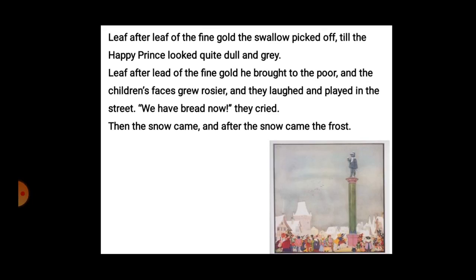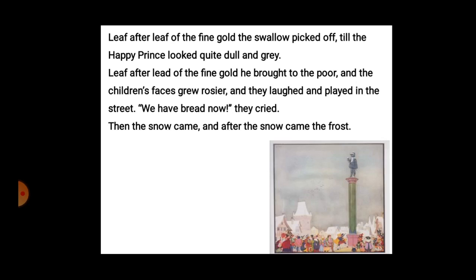Leaf after leaf of the fine gold the swallow picked off till the happy prince looked quite dull and grey. Now all the leaves had been given to poor people, so they can manage their living, they can get some money, and can survive. So the prince did not need that gold, so he distributed all the money he had to those poor people. Now the prince was looking dull and grey, a statue made up of cement only, with no precious gold or stones.